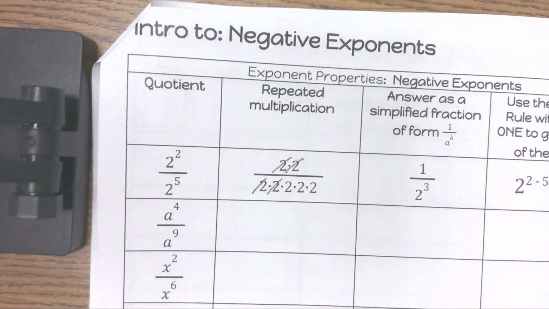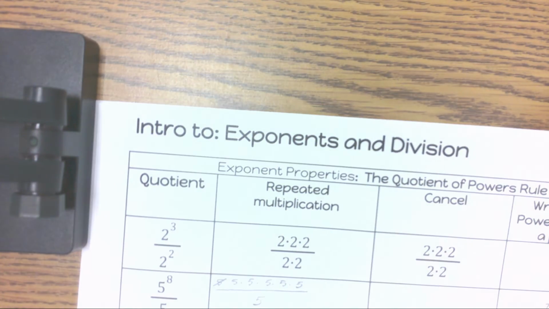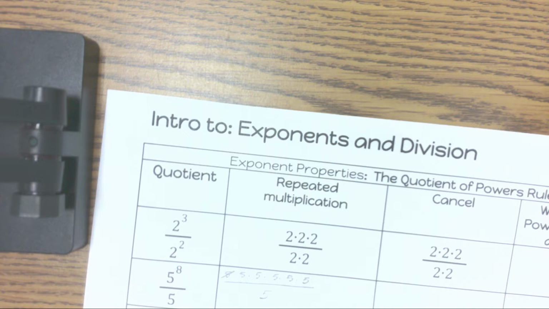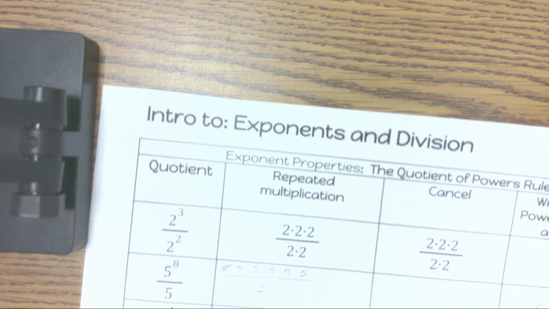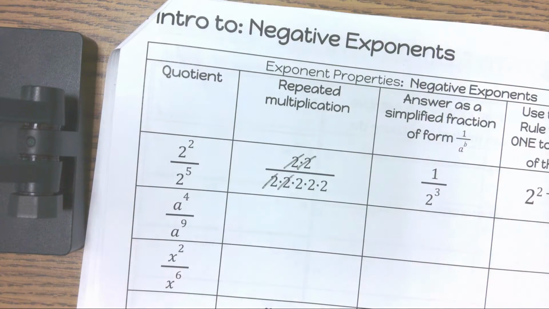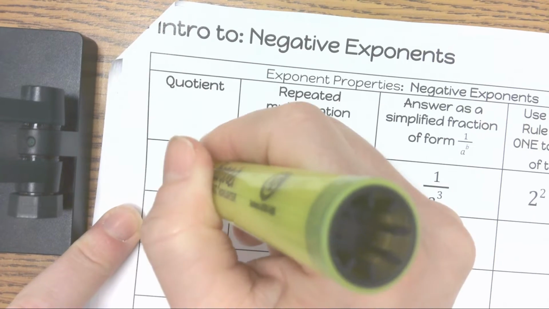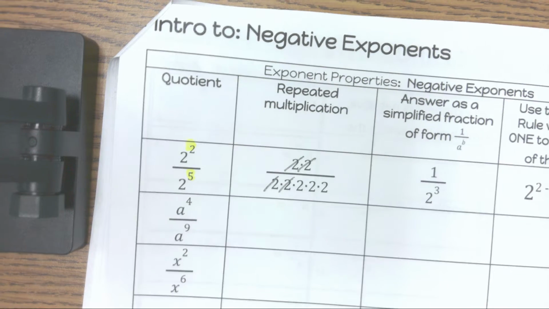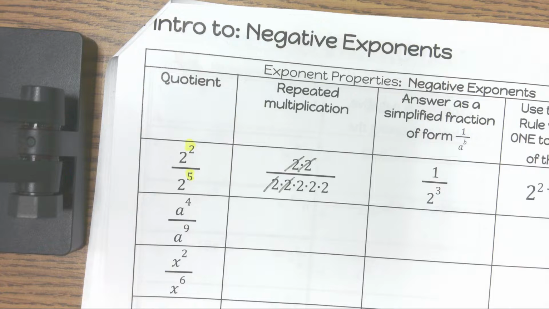Our rule, though, we learned earlier on, that on something like this you can subtract the exponents. So what do you get when you take 2 minus 5? Not positive 3, but negative 3.